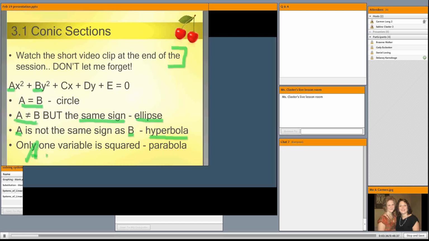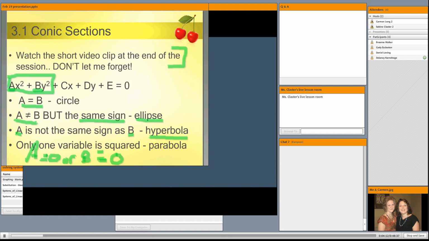Let's see if I can write it on here. If A equals 0 or B equals 0, then it's a parabola. There you go. So if either of those equals 0, then it's a parabola. All you're doing, the rest of the equation doesn't matter. The only thing you're paying attention to are the two terms that have the squared variables.